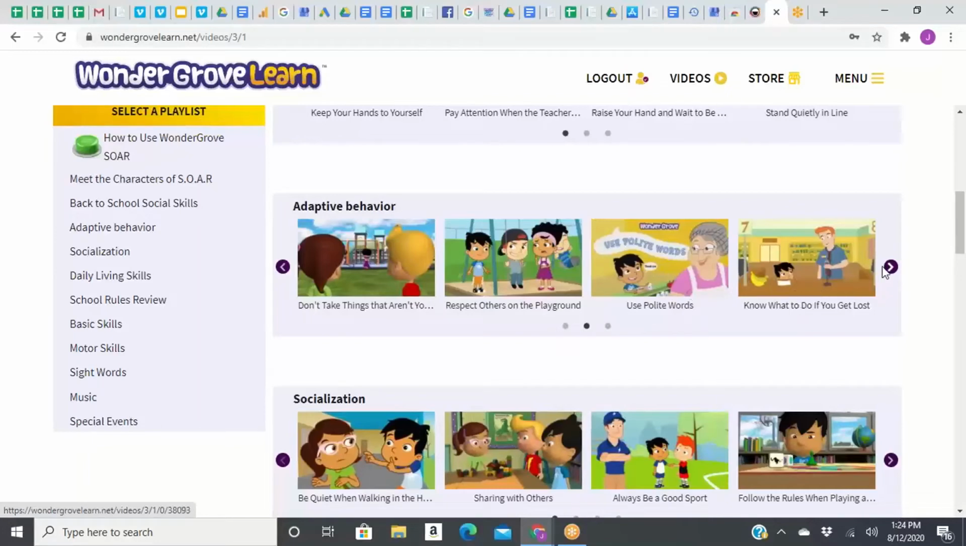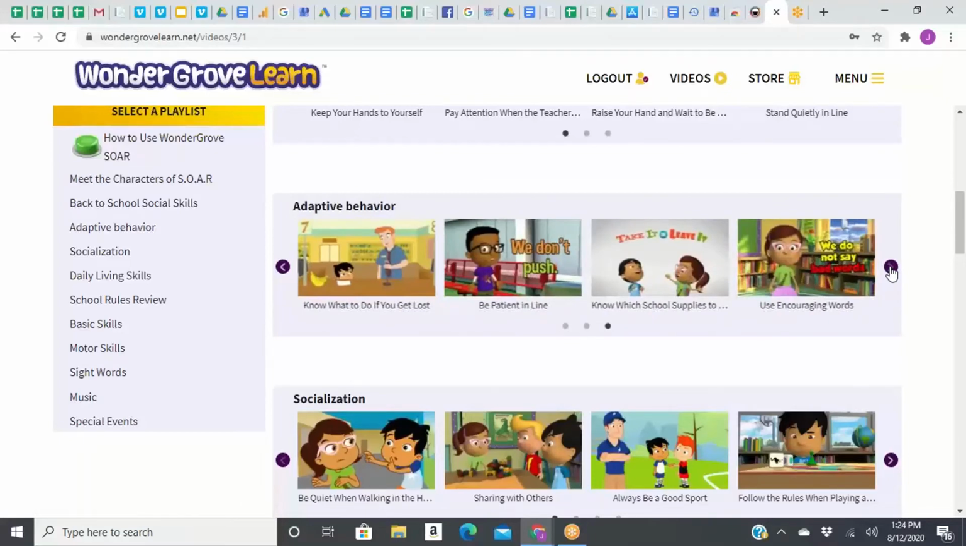And now you start getting into some safety issues, what to do if you get lost. Be patient in line. There is another video about waiting and walking in line. So this is a little bit more specific, like we don't push in line, we wait for others in line. Know which school supplies to take home. We have lots of kids that may not have something at home, so they want to take something from school to home. Doesn't necessarily mean they're stealing, but they need to know that some things do not go home. Your personal computer, Chromebook, for example, does not go home. It stays here. Use encouraging words. We don't say bad words.